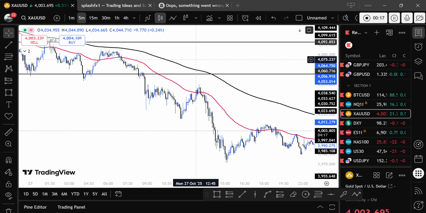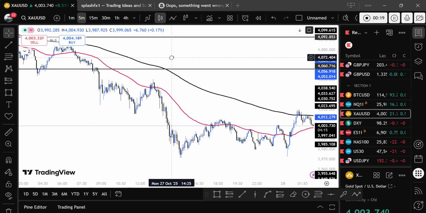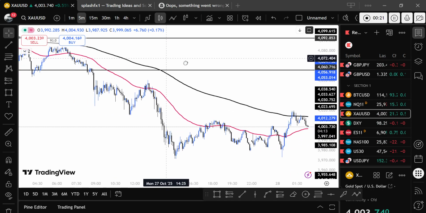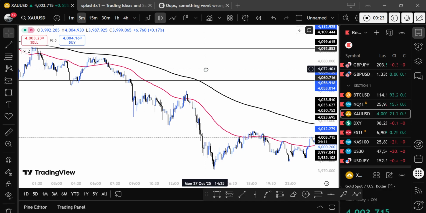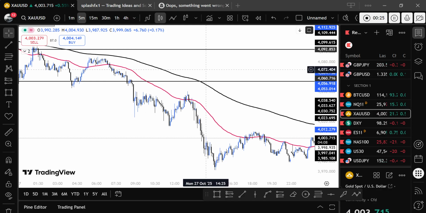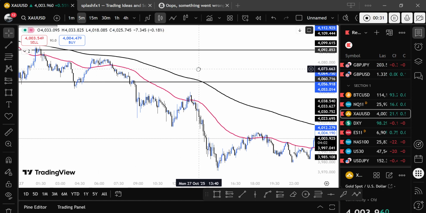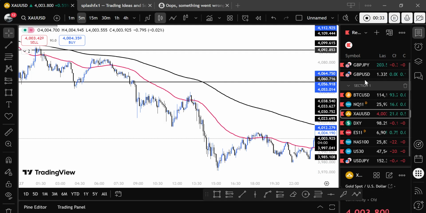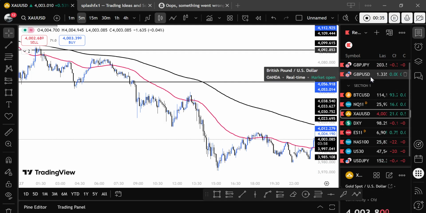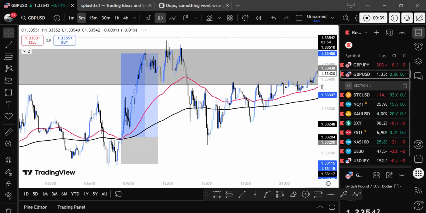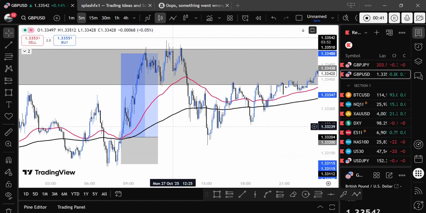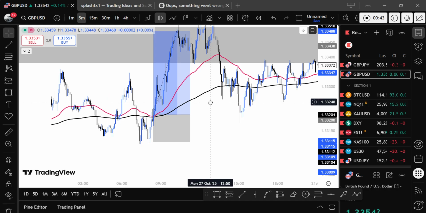So this is gold on the 5 minutes time frame. I didn't take any trade on gold today because there's no setup from me. So I didn't take any trade, but I took a trade on GU, this GU, and this is the reason why I took the trade.